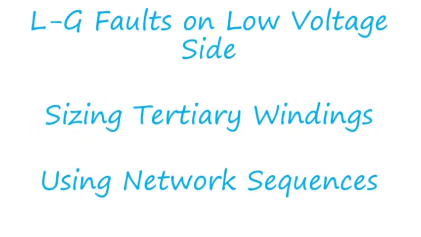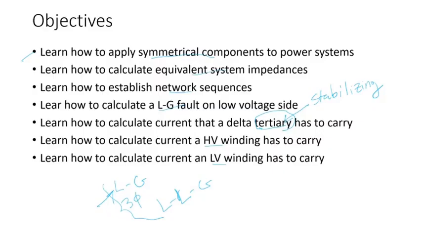So I'll continue talking about line ground faults on low voltage windings of a transformer, and then how to calculate the current that will flow through the high voltage, low voltage, and the tertiary or delta winding using symmetrical components and network sequences. So I'm just going to quickly go through what I went through in the previous video.